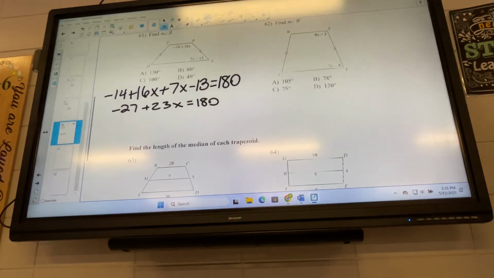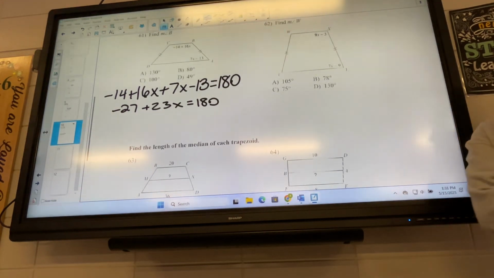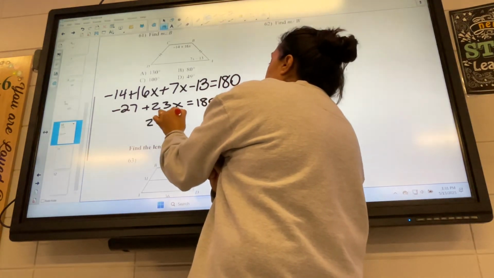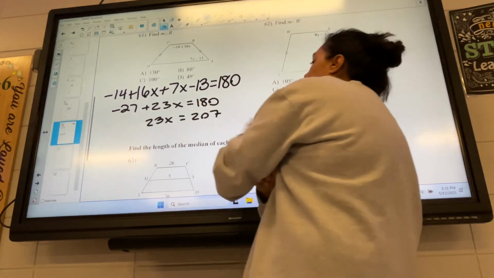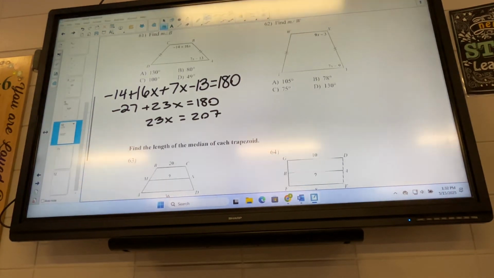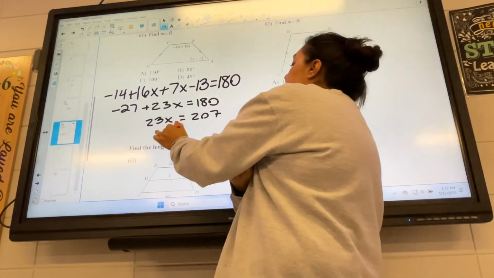Add 27 to both sides, so 180 plus 27. 207. Okay, and then what? Divide both sides by 23. 207 divided by 23? 9. And so we get x equals 9.